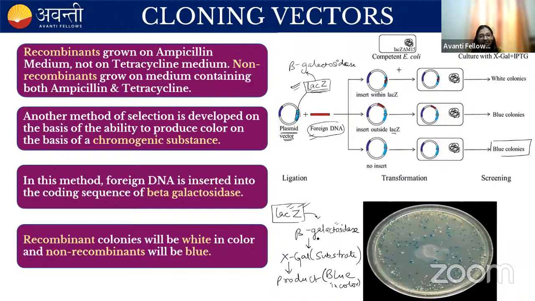It will again synthesize beta galactosidase, and beta galactosidase will act on the X-gal substrate, producing a product which is blue in color, and again we are getting blue colonies, right? But the third possibility could be that this foreign DNA has inserted into, or incorporated within, the LacZ.